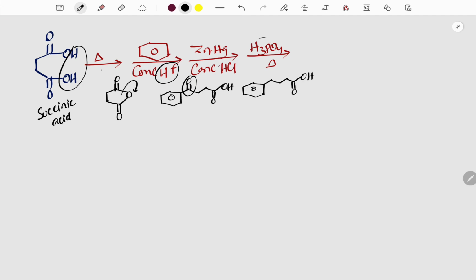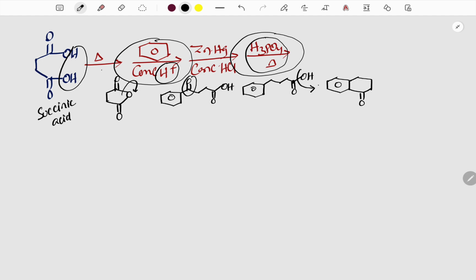Now it is treated with H plus and heat. So here it loses a water molecule, forms a carbocation, and this carbocation undergoes an intramolecular EAS reaction and finally forms the corresponding ketone. So this reaction is Friedel-Crafts acylation.